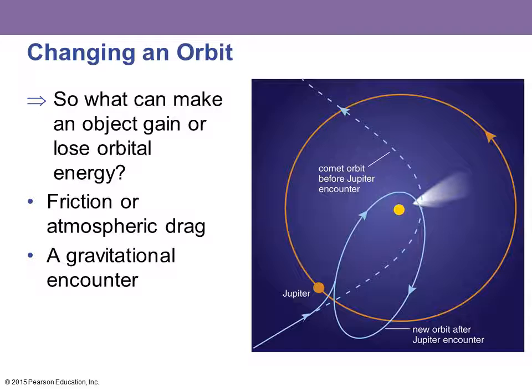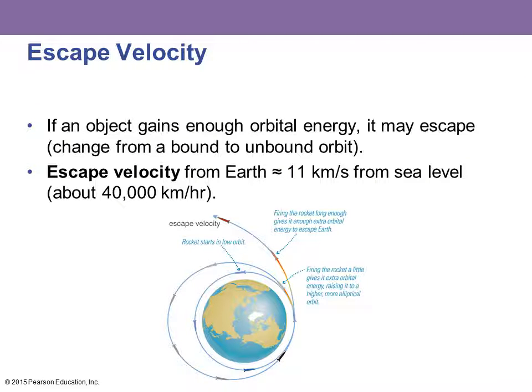So a gravitational encounter or a flyby, such as we've done with many spacecraft, enables us to reach other parts of the solar system without having to use a lot of fuel. So it is possible to take advantage of the gravitational attraction of one object moving around another. And then there's escape velocity.